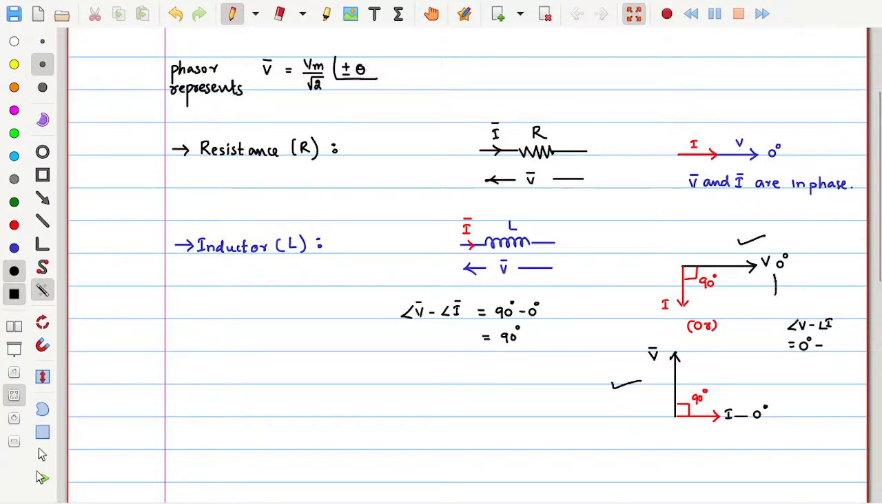If it is in clockwise direction, angles are referred to as negative angles. So, this is minus 90. So, minus of minus is what? Plus 90 degrees. So, in this way, it doesn't matter whether the voltage is at 0 degree position or at 90 degree position. The current should be falling behind the voltage by 90 degrees. This is for the inductor.